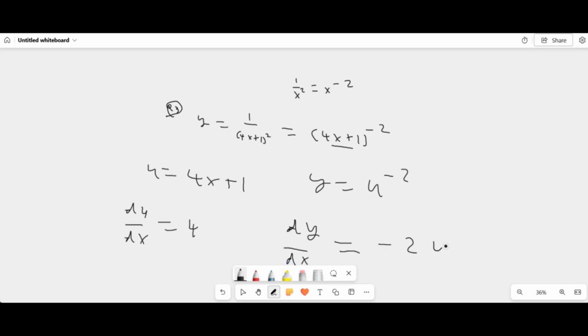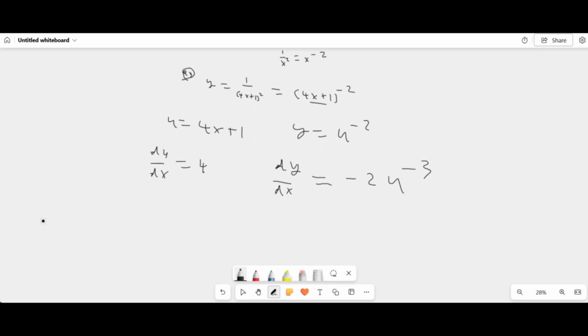Minus 2, bring it out there. Minus 2u, and then minus 3 up here, because you're going to take 1 from the power. And now what you want to do is times them together. So dy over dx is going to be 4 times minus 2, which is minus 8, u to the power minus 3. Alright, no problem.